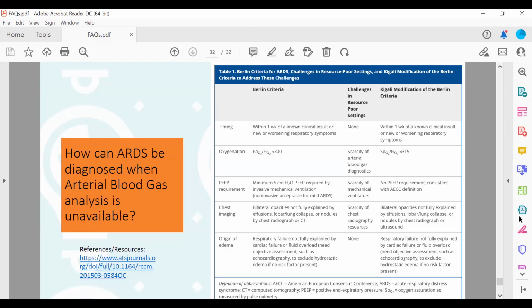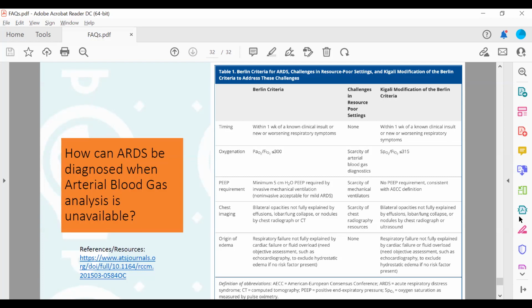But imagine if you have only a FiO2 of 20%, which is 1/5. So if you have 100 over 1/5, the ratio is around 500. So it's bigger than 300, so you don't have ARDS. In other words, if the patient is on room air and saturating well, or just on nasal prongs saturating well, you don't really have risk of ARDS.